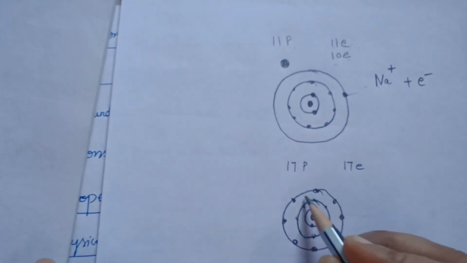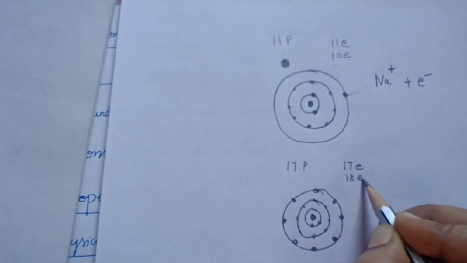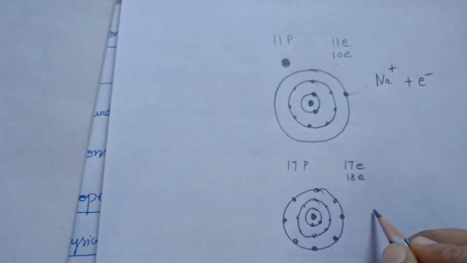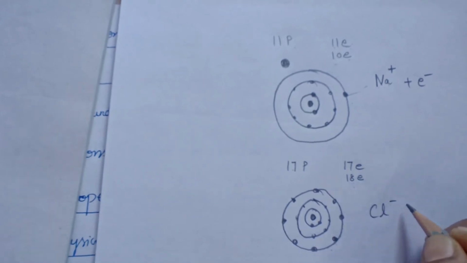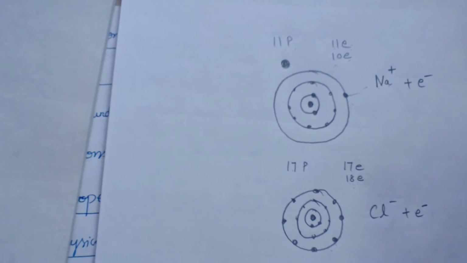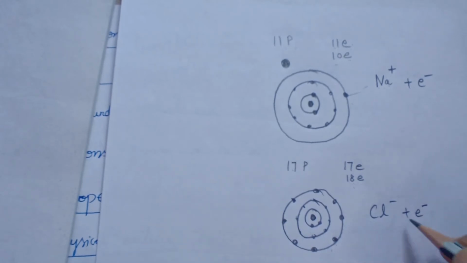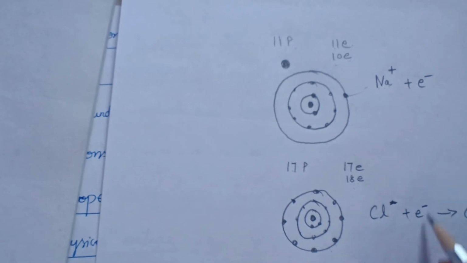It is difficult to remove all these 7 electrons. Instead, it can take 1 electron from another element and complete the octet. It gains 1 electron, meaning it becomes 18 electrons. Which is dominating, 17 protons or 18 electrons? It has one extra electron, so it becomes Cl-, negative, because electrons are dominating. Cl gains one electron and becomes Cl-.